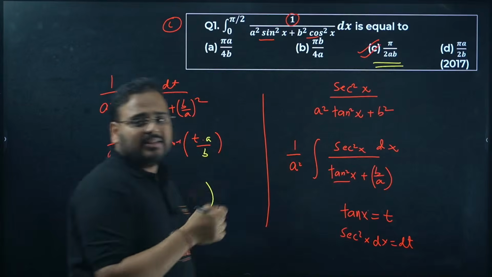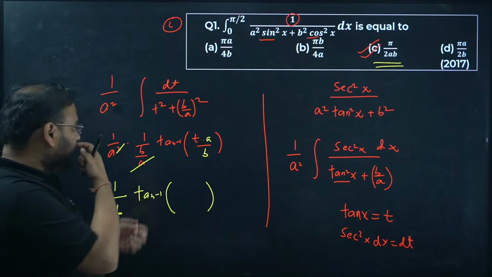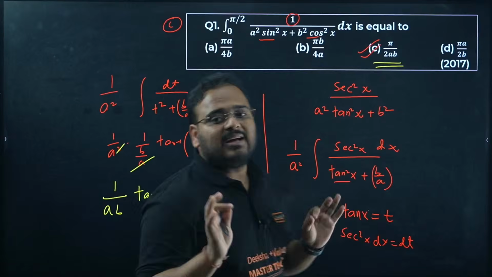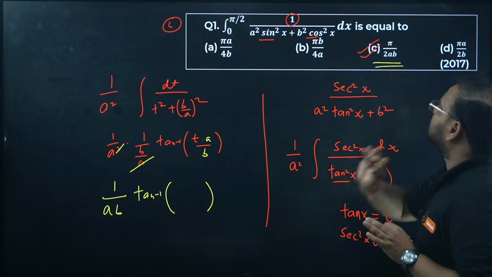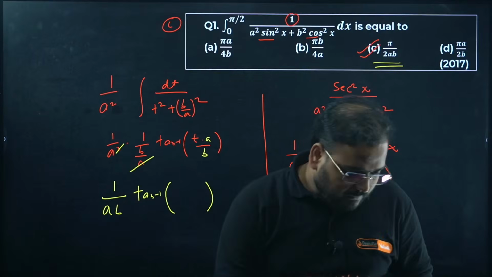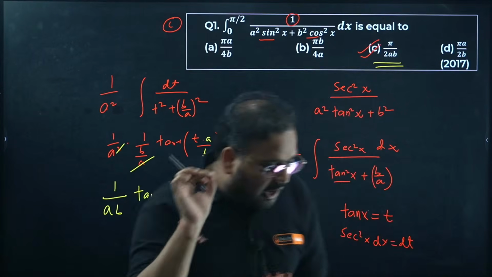You can continue to find this answer from here also, but by getting to this step, you can get the answer quickly as option C, because AB in the denominator is only present in option C. Does it make sense? How do we proceed from here?